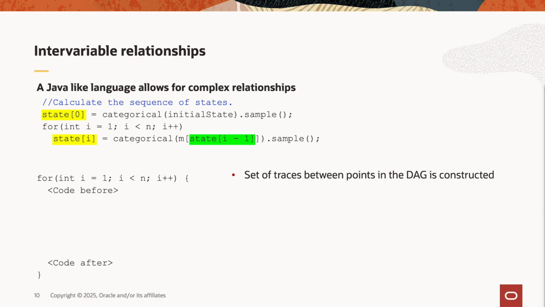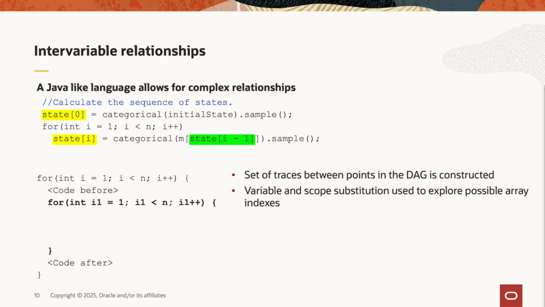So for this example that we're going to work through here, I'm going to look at the trace from state I to state I-1. So we have the ability to create variable and scope substitutions, and we can use this in order to explore all of the possible array indexes that might have been generated. So when we go back to look at the put into the array that happens at state I at this point, of course, would have had a different value to the value of I currently. As such, it's necessary for us to be able to explore all of the possible values of I.